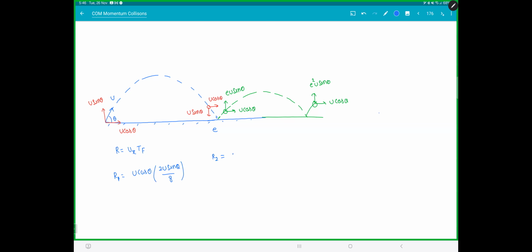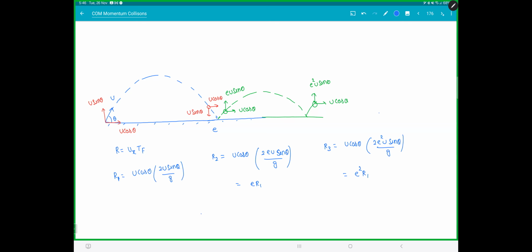R2, if you see, the horizontal velocity ux will remain the same. So what changes is the time of flight, 2 eu sine theta by g. So actually, this is E times R1. Similarly, R3 is u cos theta times 2 E square u sine theta by g. This will be E square R1.